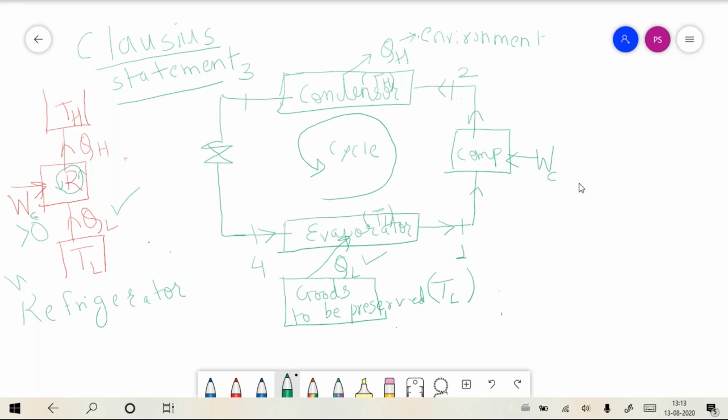In nature, we cannot have this kind of system, transferring heat from a lower temperature body to a higher temperature body without any work input. So this is one way of expressing the Clausius statement. I hope it is clear what the Clausius statement is. We'll repeat the statement again, but I want to make sure that you are understanding what I'm discussing.